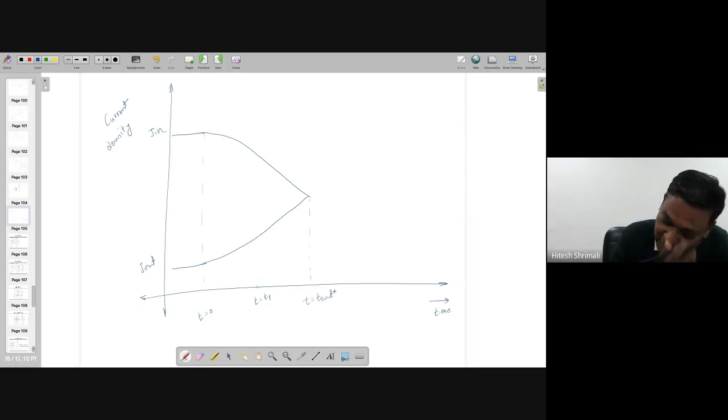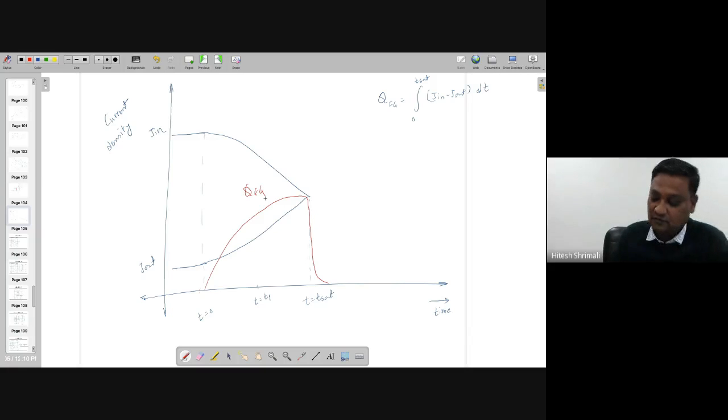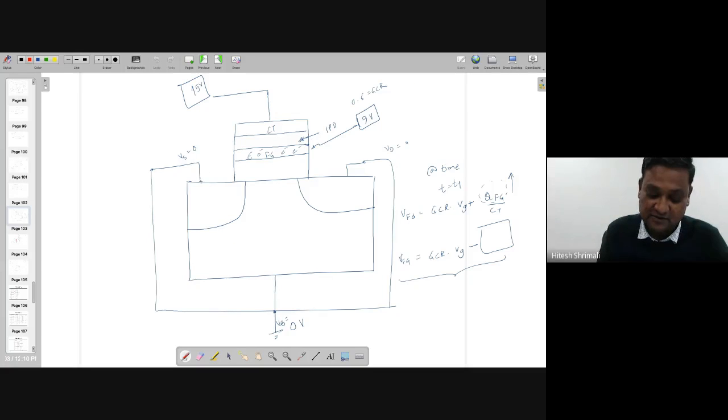If you look at the charge, which is the integration from 0 to T set of J in minus J out with respect to time, it is going to give you this value, and when you draw this, you will see something like this. So this is QFG. Once the electrons keep on increasing and are trapped, at one point of time no more electrons can go inside, right?